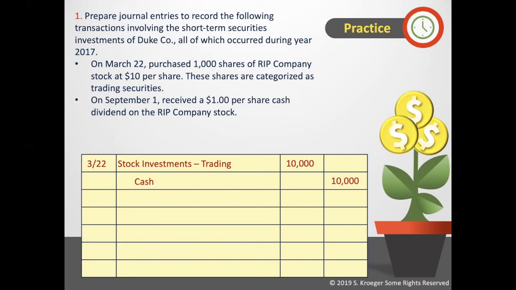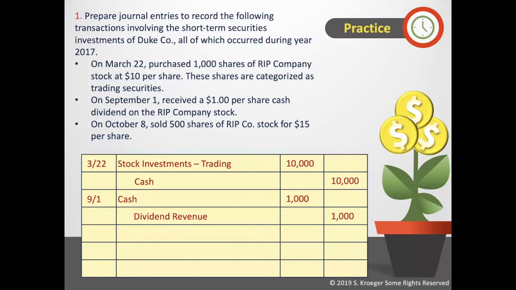The second part, on September 1st, received a $1 per share cash dividend on the RIP Company stock. What would the debit be? What are we receiving? We are receiving cash. We would debit cash. How much? Well, we are receiving $1 per share, and we have 1,000 shares. We would be receiving $1,000. What would the credit be? Where is this cash coming from? It would be from dividend revenue. Remember, interest revenue is for bonds, and dividend revenue would be used for stock. The amount would be the same as the debit.